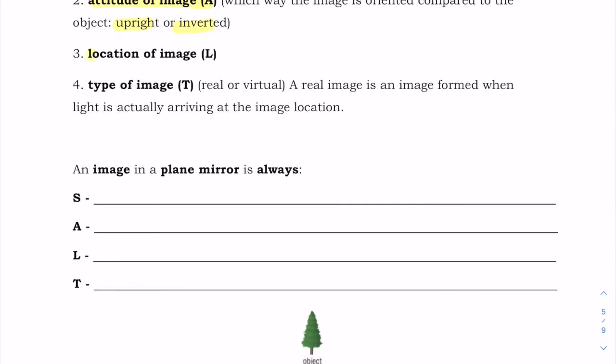L stands for the location of the image. By location, we mean is it on the same side of the object or opposite side of the object?